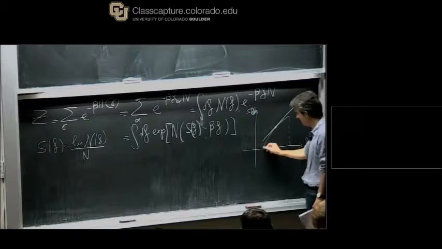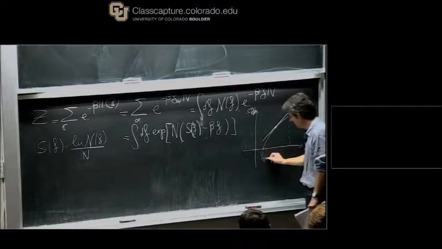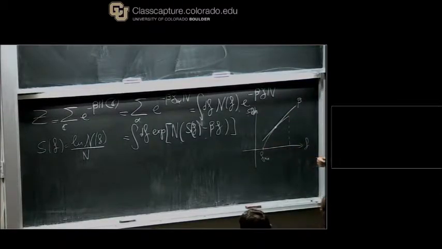And now I have here f min, which is the free energy of the lowest states. If I put the temperature to zero, this will become the energy of the ground state. And here what I have is the free energy of the threshold state.